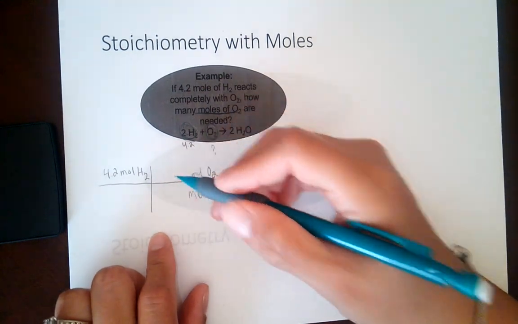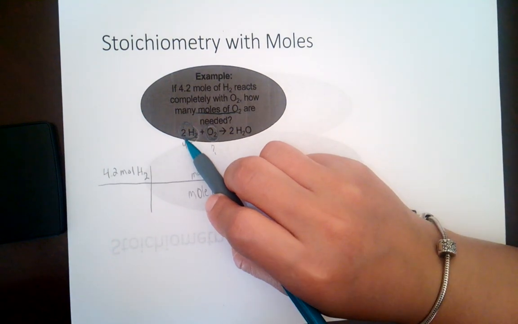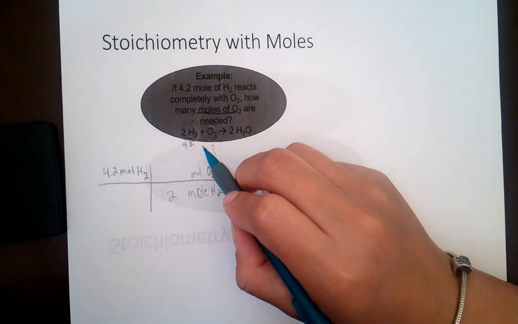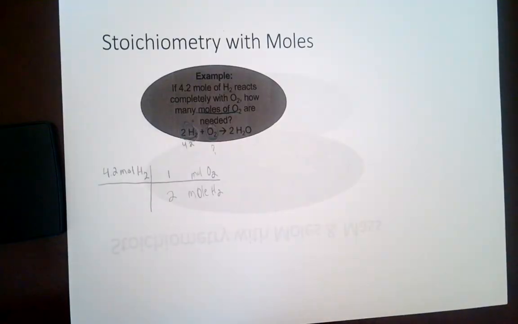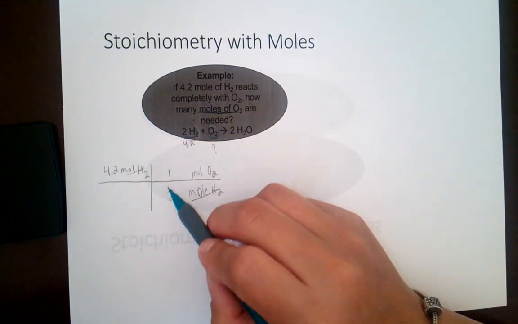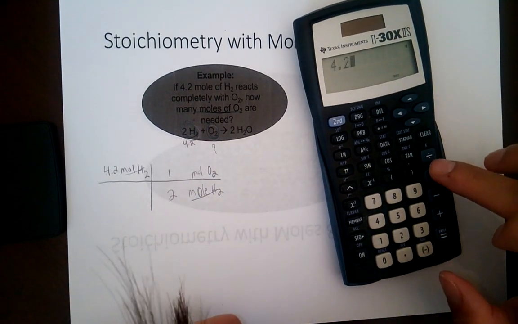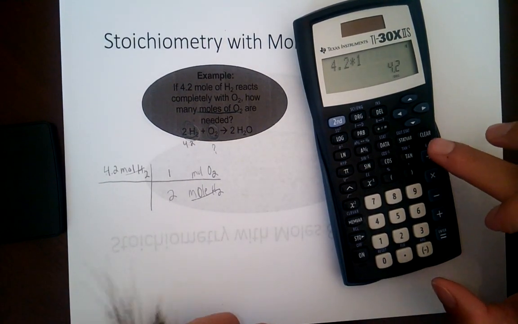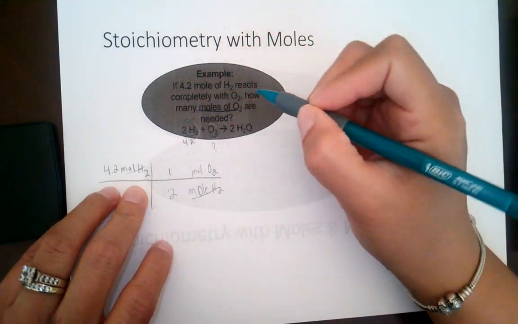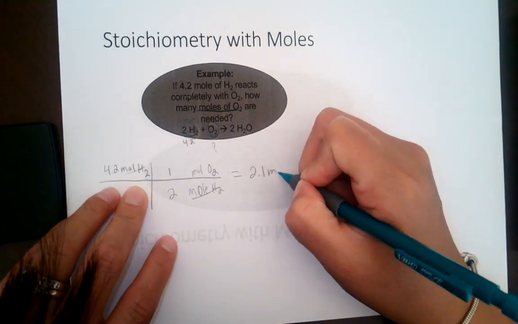And the numbers that are going to go here are from my balanced chemical equation. So the coefficient for H2 is 2. So that's going to go at the bottom. The coefficient for O2 is 1. So that's going to go at the top. I got rid of moles of H2 this way. I times by the top, divide by the bottom. So I am simply going to do 4.2 times 1 divided by 2, which gives me 2.1. Again, I want 2 sig figs because 4.2 only has 2 sig figs. And it would be 2 moles of O2.